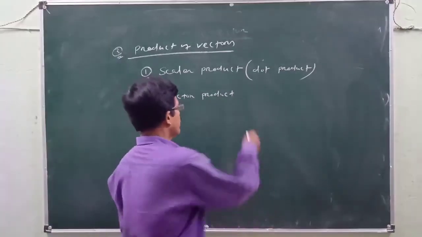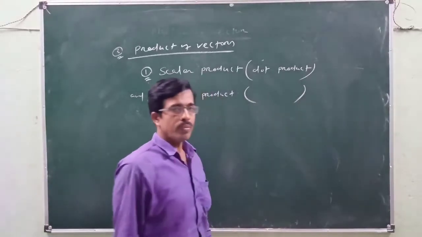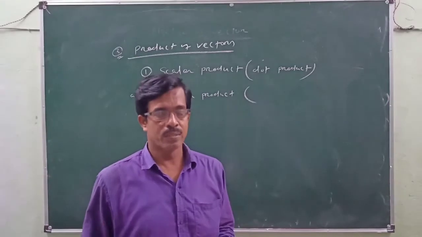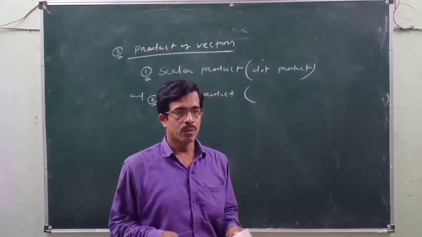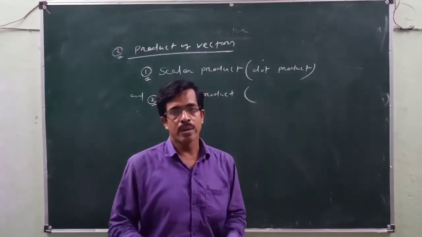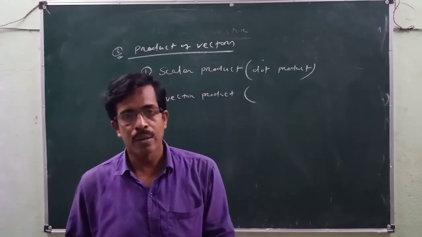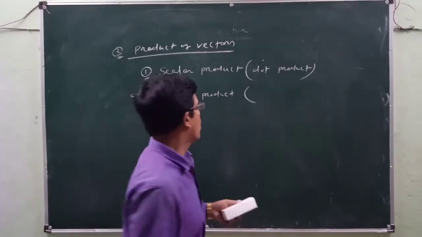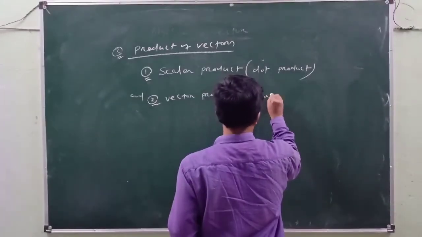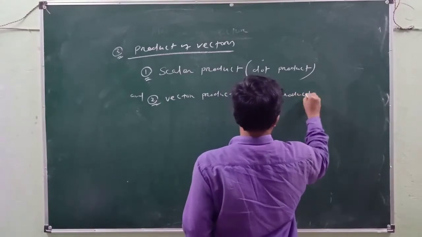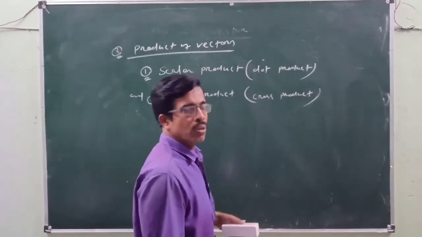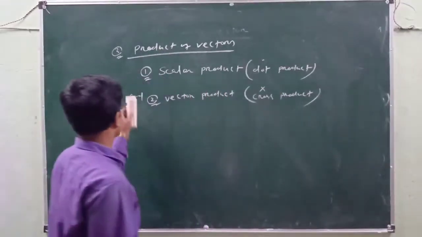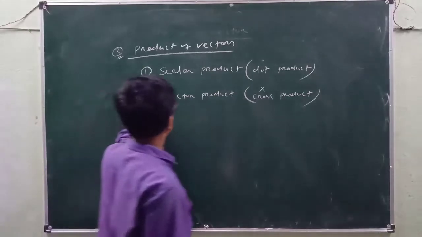Again in vector product, the process in which we multiply two vectors and the result will be a vector, that process we call vector product, or cross product. We also denote it by cross. Okay, first look at scalar product.